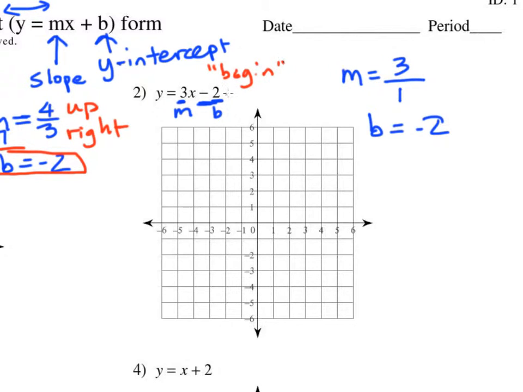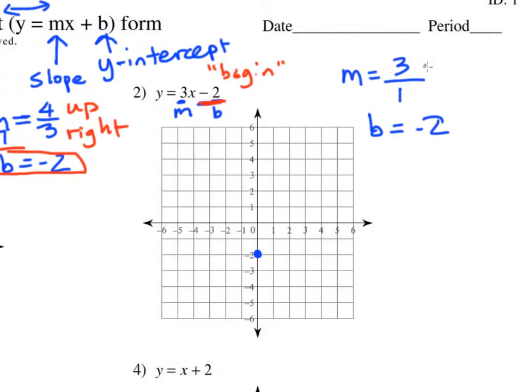Begin. You don't have to write that down, but we're going to begin with this number right here. So begin with -2, just like last problem. Begin with -2, not on the x-axis, not over here, down here. -2 on the y-axis. All right, now we're going to move with our slope, which is 3.